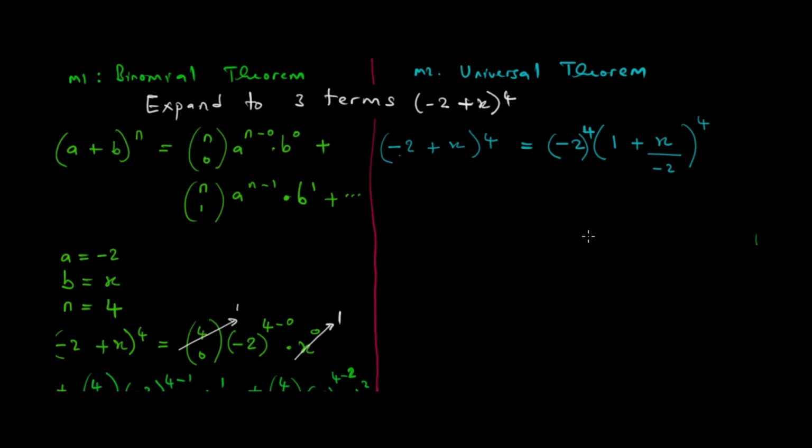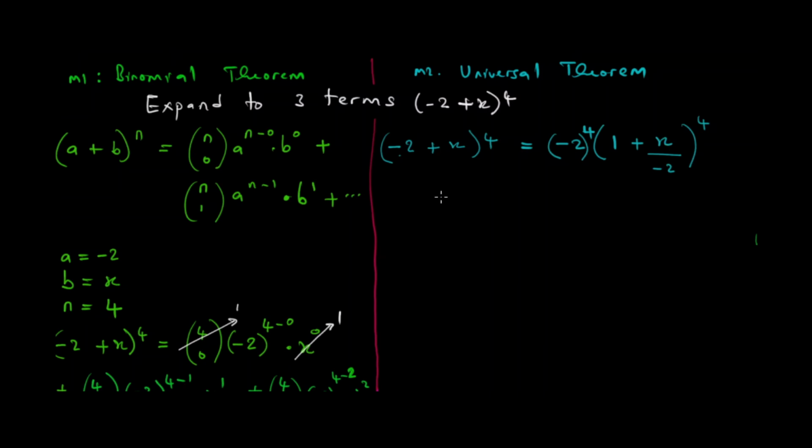Minus 2 plus x to the power 4. We factor out minus 2, but when we factor out minus 2 it comes out with a power, correct? We factor out minus 2 to the power 4. Then we factor the first term to be 1, and you factor the second term to be x over minus 2. This is basic factorization, just extended a little. If you find this part difficult, please notify me in the comments.